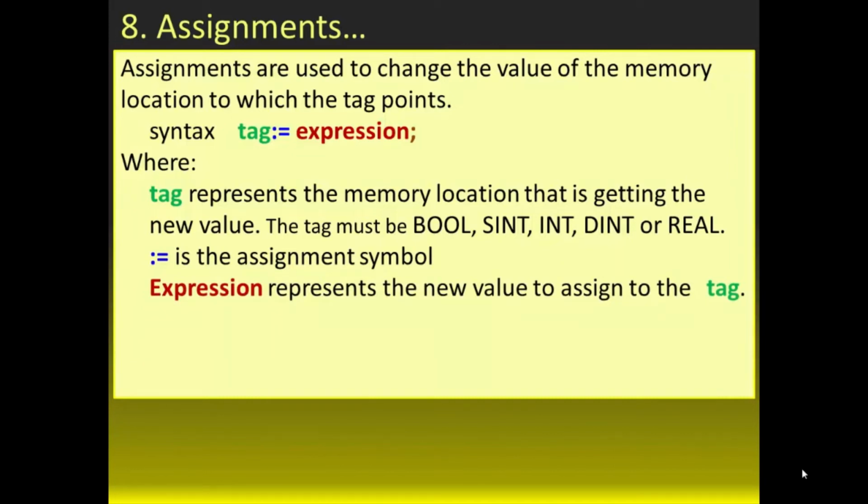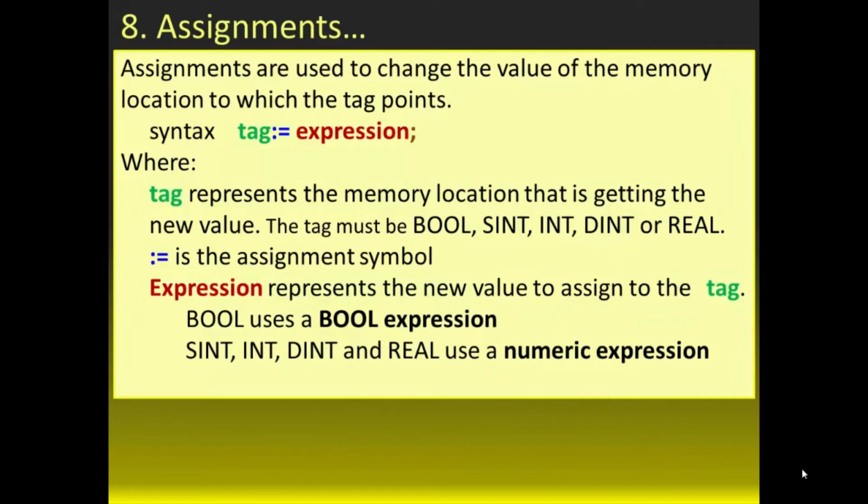So the expression could be a quite convoluted mathematical expression that references many tags, but the result of that expression, based on the equal sign, will be put into the tag that's at the head of the expression, the tag in green there. If your tag is Boolean, then it has to be a Boolean expression. If it's a single integer, double integer, or real, then we use a numerical expression. And of course, the semicolon ends the assignment.